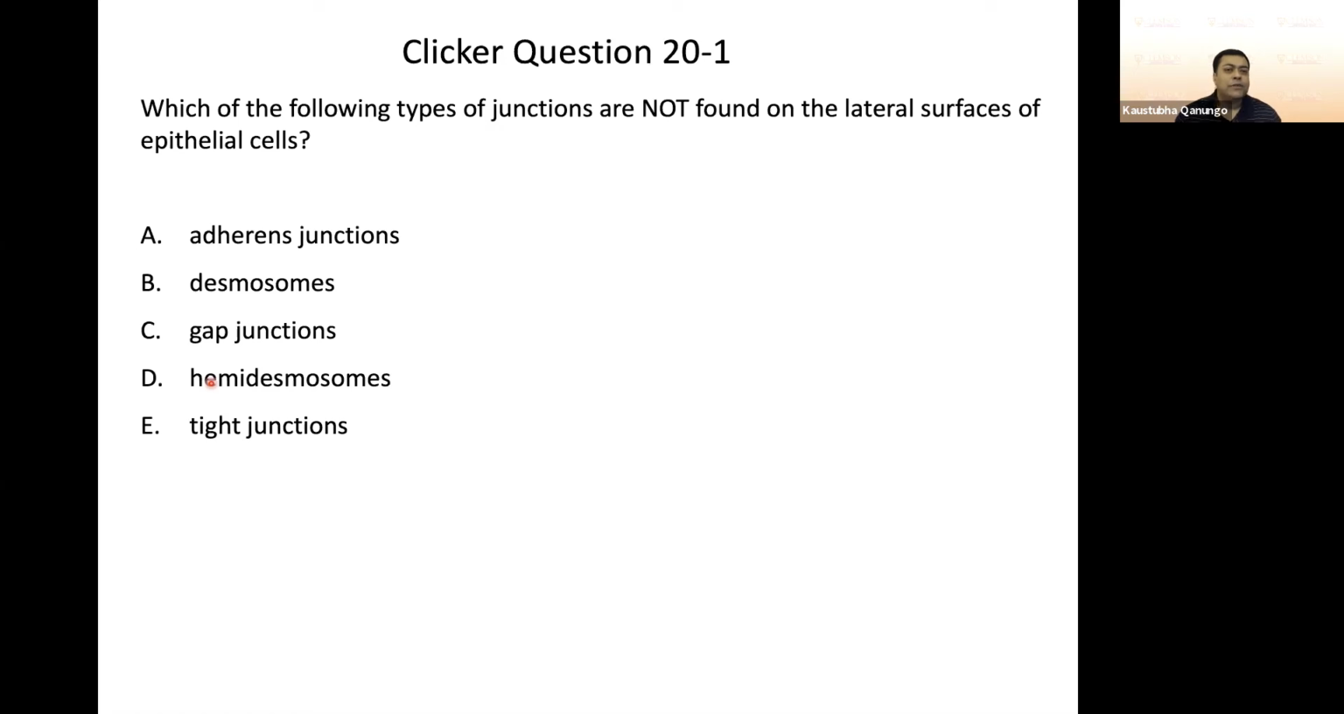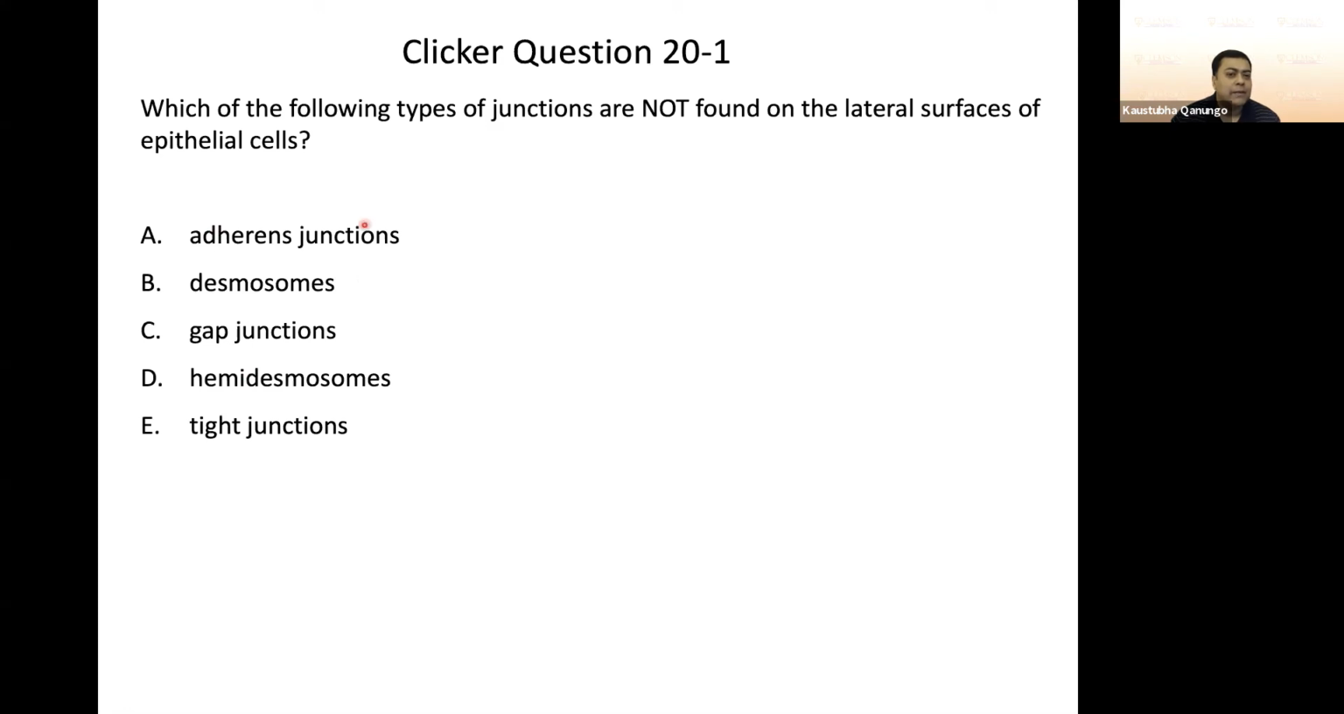So first, which of the following types of junctions are not found on the lateral surface of the epithelial cells? Good, everyone? 1 minute. I'm just closing it. I'm stopping it now. All right, out of all these, the correct one is the hemidesmosomes.